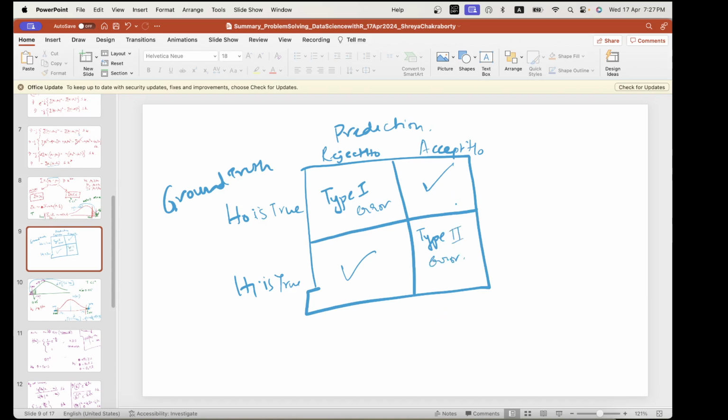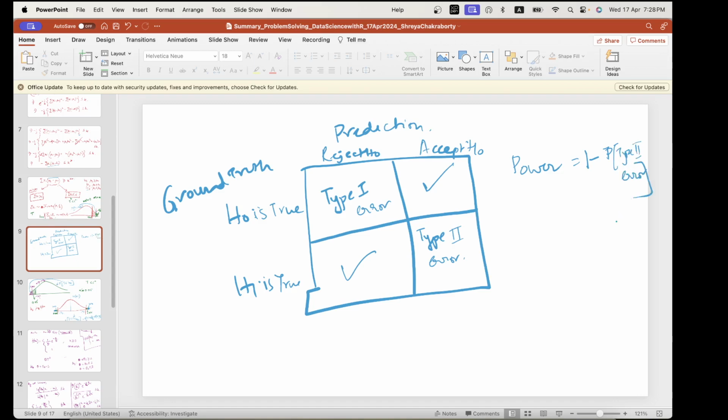Okay, now I explained it in the last class. It is not possible. The golden scenario would have been if we could control both type 1 and type 2 errors simultaneously. But that is not possible. If we control one too much, another will be inflated. And also we have something called power, which is 1 minus the probability of type 2 error.